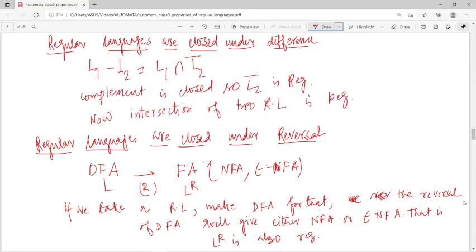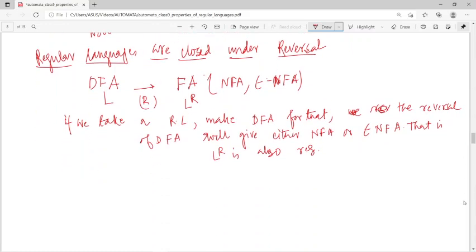So you will see the property: regular language is closed under all the operations that we have already covered. What are the operations? Union, intersection, Kleene closure, difference, reversal, concatenation. If we take some regular language and apply any of these operations, the result is also a regular language. That means regular languages are closed under these operations.